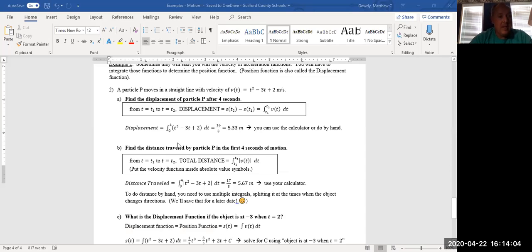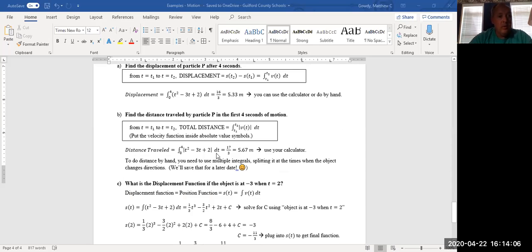And so we're adding up all of our positive distances. So we just do the same integral, but we do it of the absolute value as opposed to just regular velocity. So from 0 to 4, absolute value of velocity, dt. Make sure just velocity is inside the absolute value and that the absolute value is not around the whole integral. It needs to go integral, start absolute value, stop absolute value, then the dt when you use your calculator. You can do this by hand. We'll deal with that at a later date.